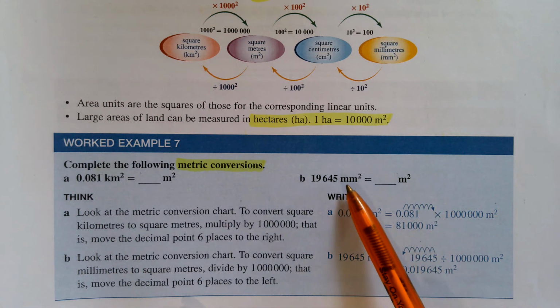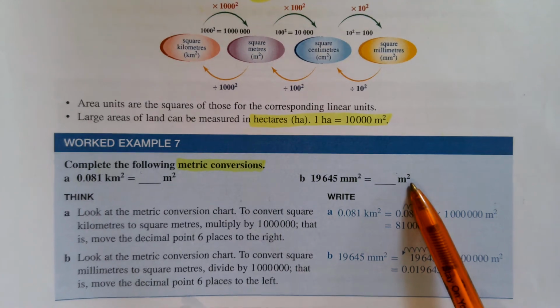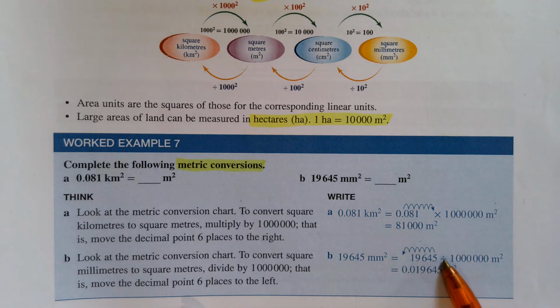The next one, from a smaller to a larger, so the number must get smaller, you need to divide. We had worked out earlier that there are 1,000 millimetres in a metre, 10 times 100. We need to square that. Okay, copy those down.